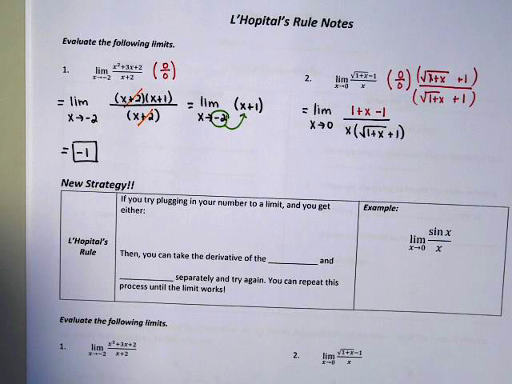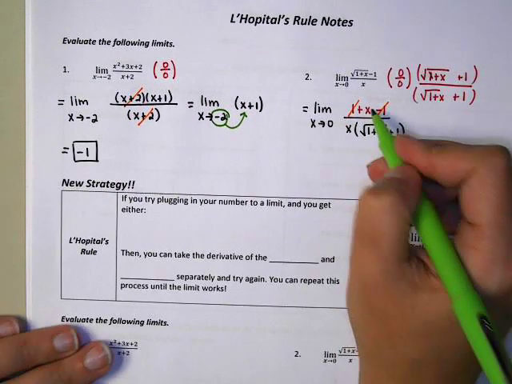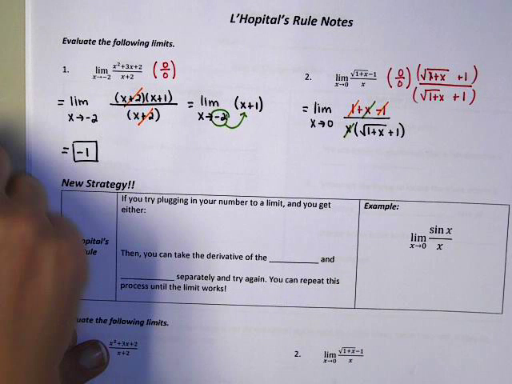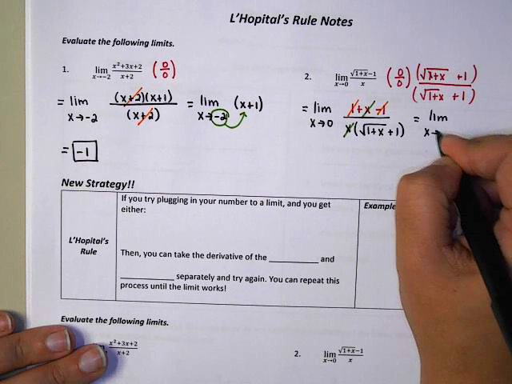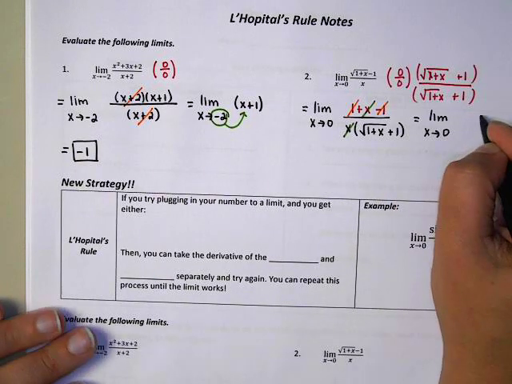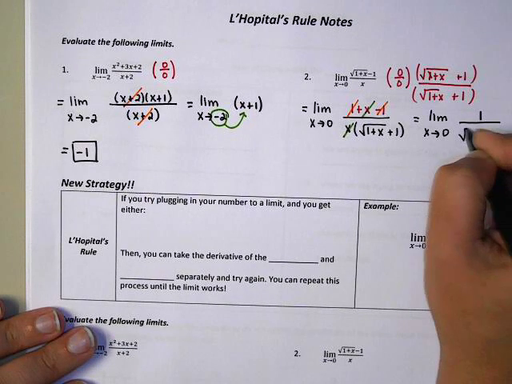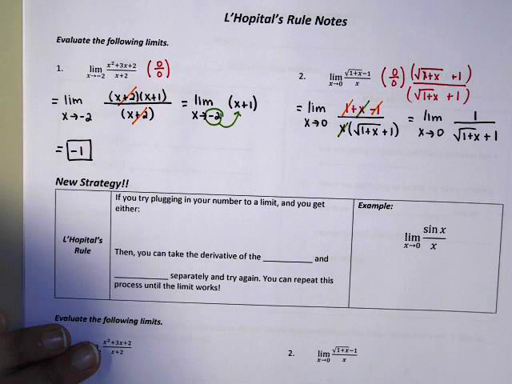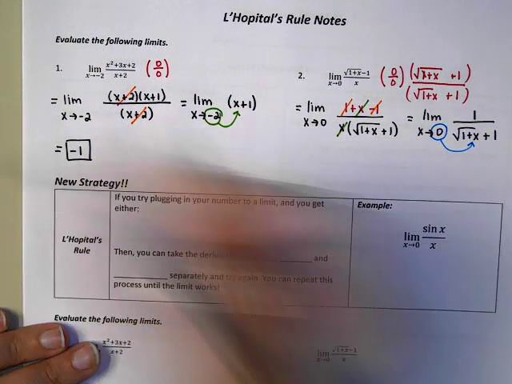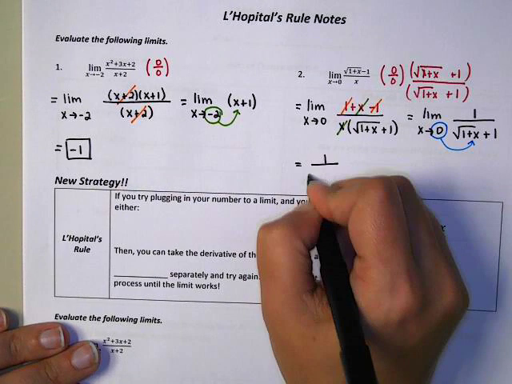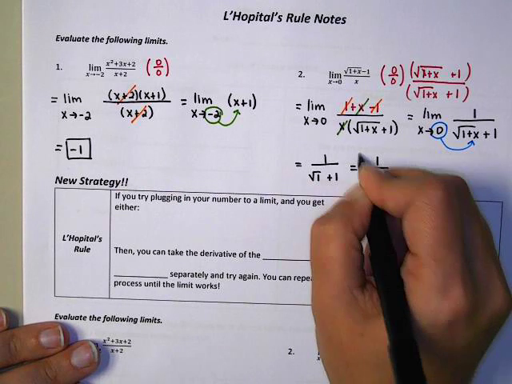On the top now, 1 minus 1 cancels, and because those are gone, now we can cancel the x and the x. So my simplified limit would just be the limit as x approaches 0 of, since there's nothing left, just 1 on the top, and the square root of 1 plus x plus 1 on the bottom. Now I would retry substitution, and I would end up with 1 over the square root of 1 plus 1, which is 1 over 2.